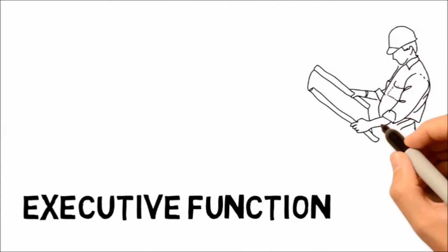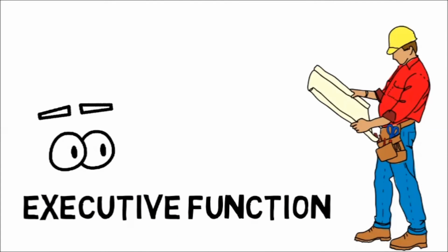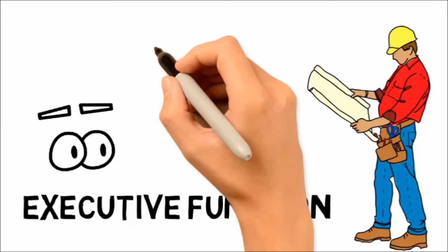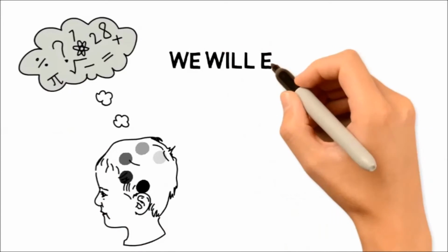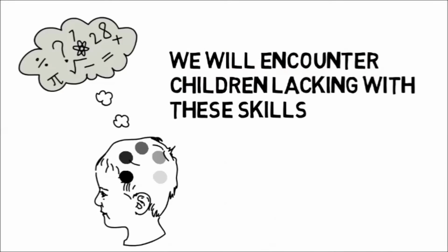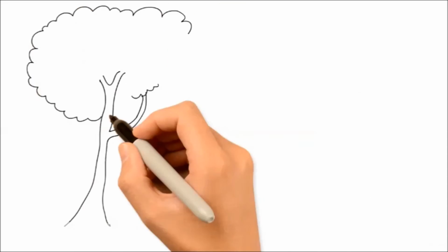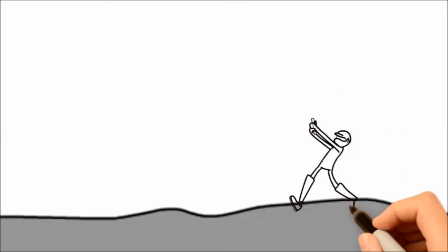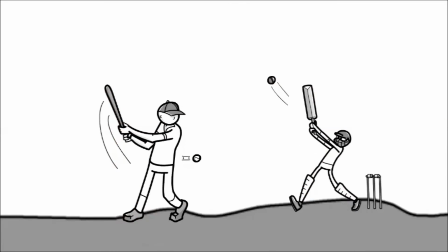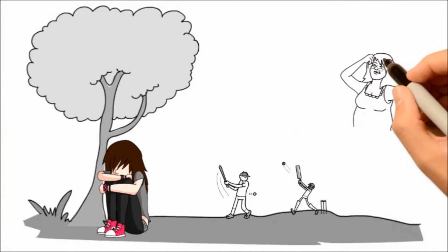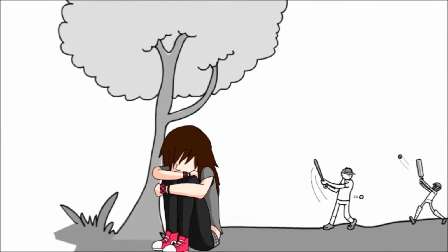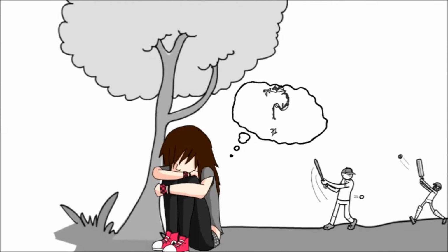Our final lesson was about memory and learning. Executive function skills play an important role in learning. These skills enable us to plan, focus attention, remember instructions, and do multiple tasks successfully. As an SLP, we will encounter children lacking these skills. Children aren't born with these skills. They are born with the potential to develop them. If children are deprived of their environment, their skill development can be seriously delayed or impaired.